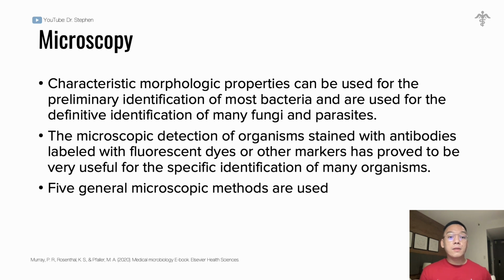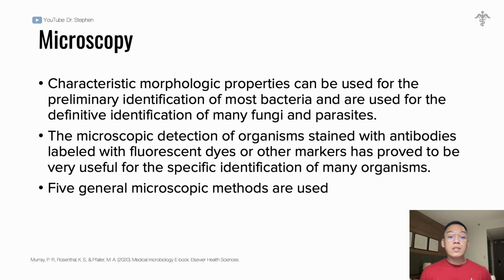Also, morphologic properties are going to be used as a preliminary identification of most bacteria, and these are also used for the definitive identification of many fungi and parasites. The microscopic detection of organisms stained with antibodies labeled with fluorescent dyes or other markers has proved to be very useful for the specific identification of many clinically important microorganisms.